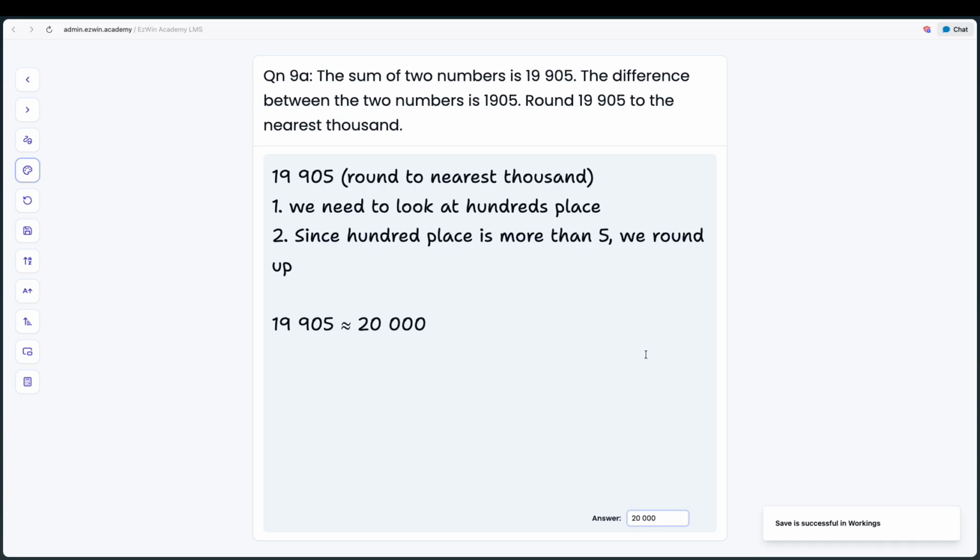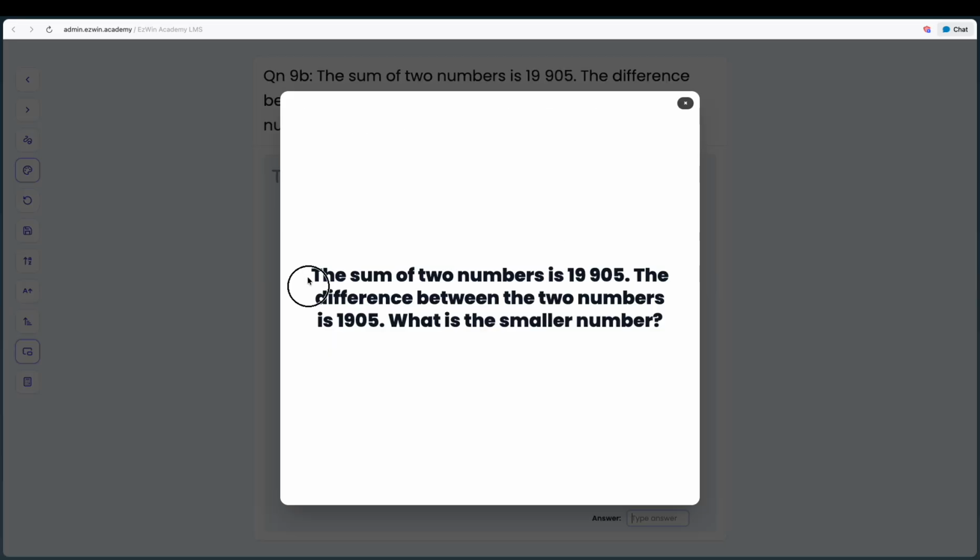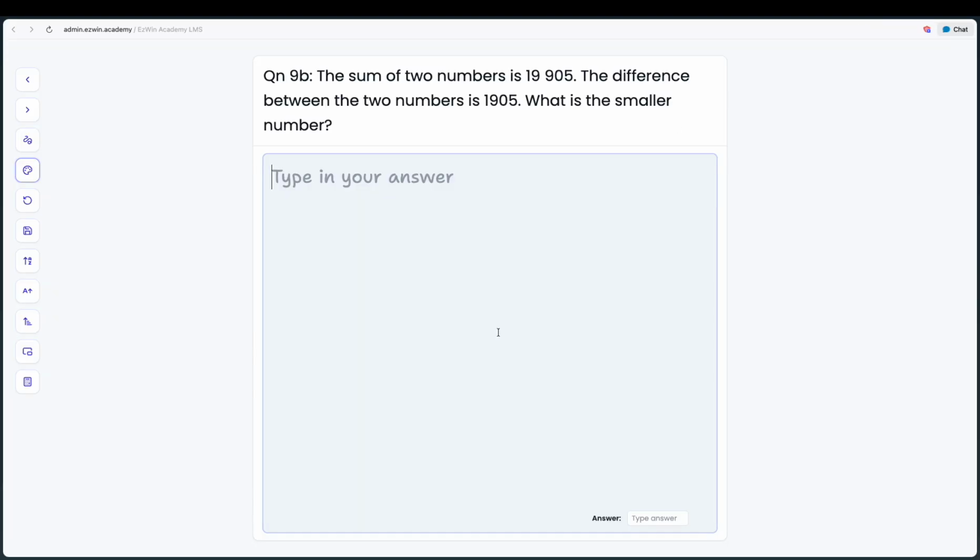Let's move on to the next question. 9b, the sum of two numbers is 19,905. The difference between the two numbers is 1,905. What is the smaller number? So we have two numbers, right? Let A be the bigger number, and let B be the smaller number.